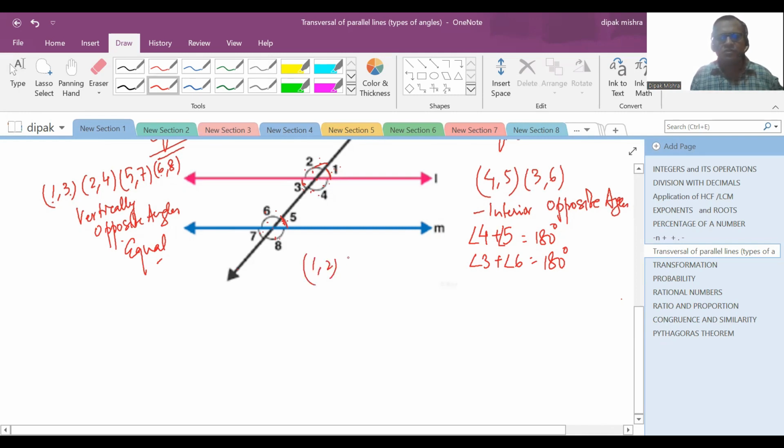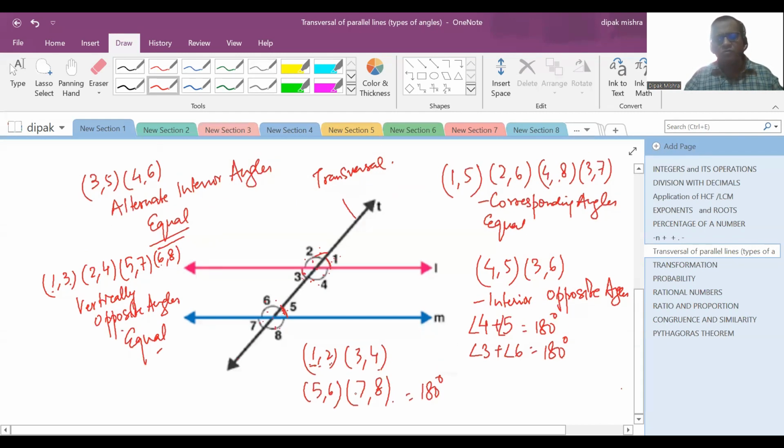1, 2 is a supplementary pair, 3, 4 is a supplementary pair, 5, 6 is a supplementary pair, and 7, 8 is a supplementary pair, which means the sum of these two angles is always equal to 180 degrees, right? So these are the main kinds of angles formed by transversal lines when it cuts two parallel lines.